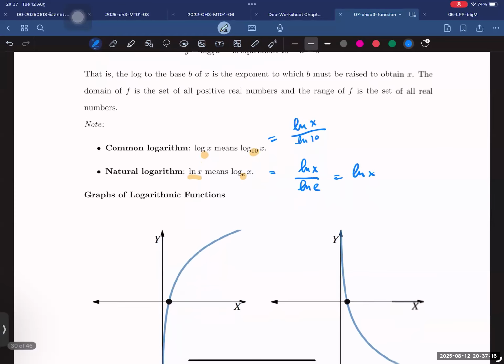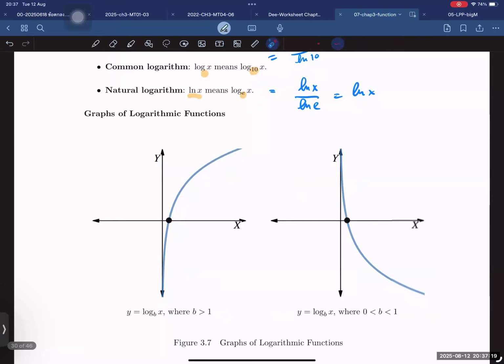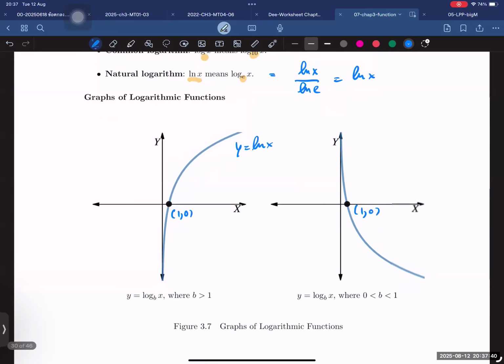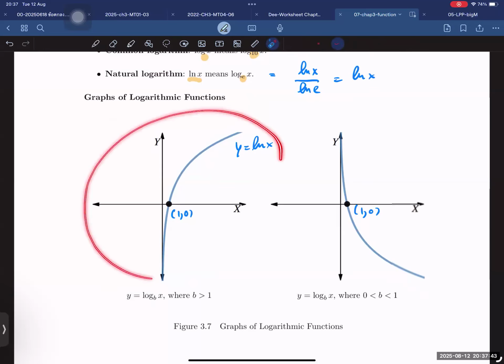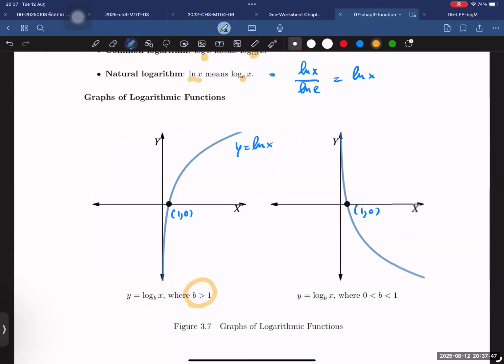Okay, and the graph of natural log is like this. This is y equal to log of x. And if you use the base b, and b is between 0 and 1, the graph is going to be opposite, like this. At this point, it's still (1, 0). But most of the time we consider the case that b is greater than 1.